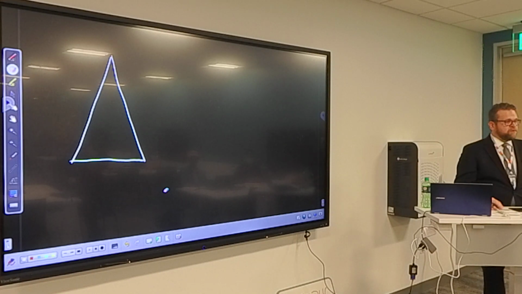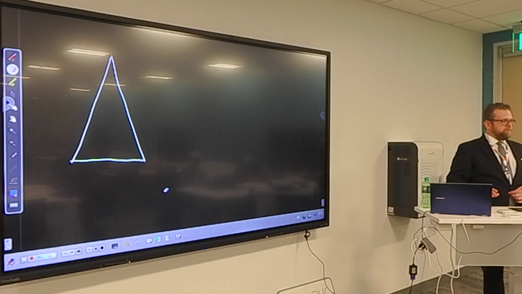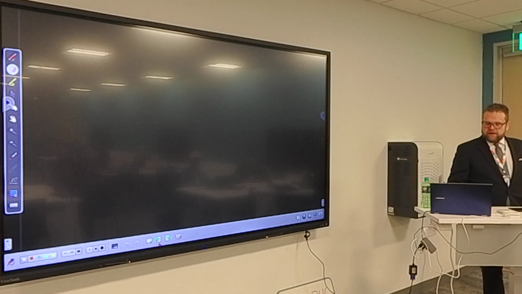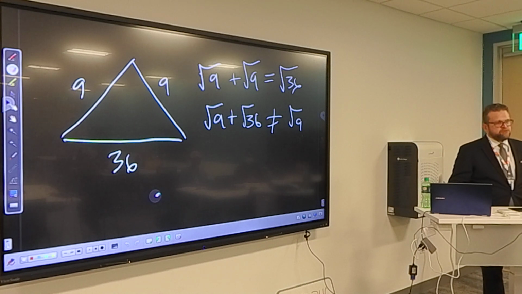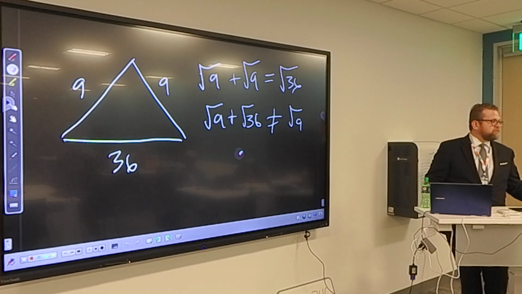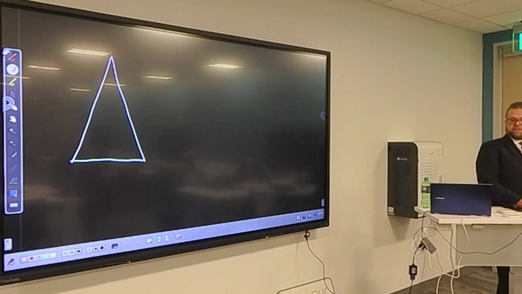Then let's label a generic isosceles triangle that could be any of them. So for example, this is a specific one. I picked 9, 9, and 36. Those are specific numbers. Why don't we use a variable for the side lengths? That way the side lengths can be anything you choose. What should we call them? A and B.